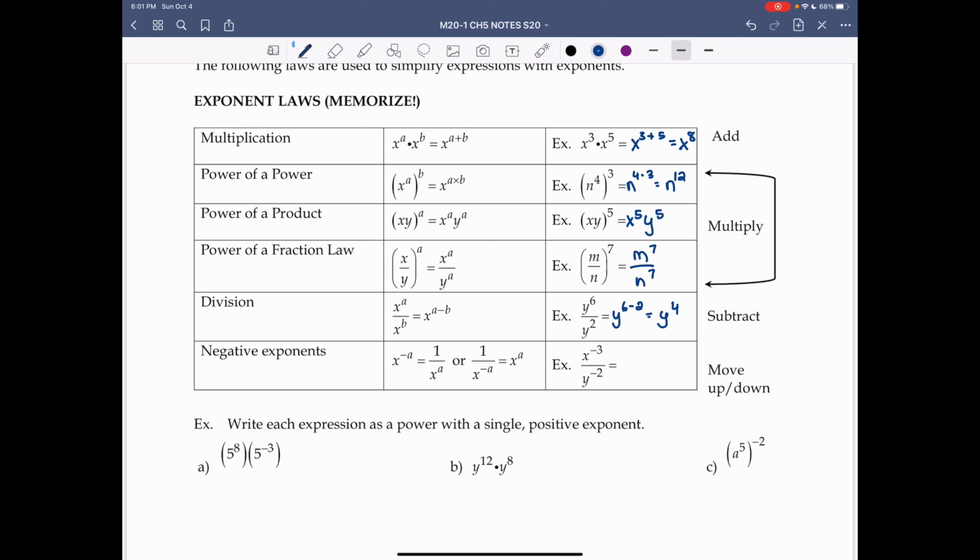Example, x to the power of negative 3, y to the power of negative 2. Since both bases have negative exponents, we need to move both bases. So the x needs to move to the bottom, and then the exponent will become positive. The y needs to move to the top, and then that exponent will become positive. We get y to the 2 over x to the 3.